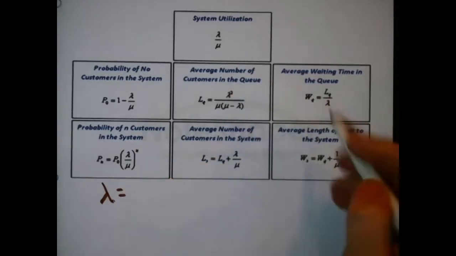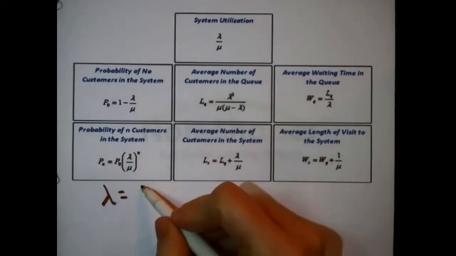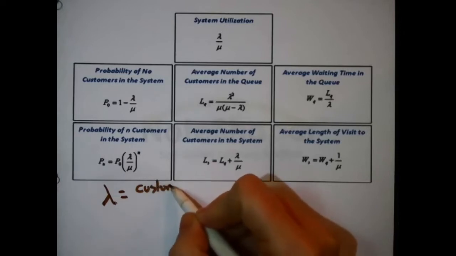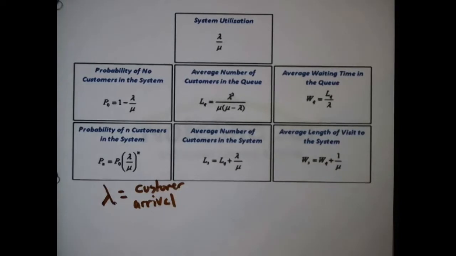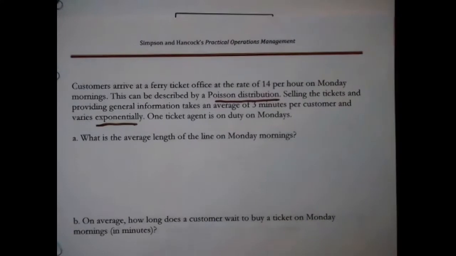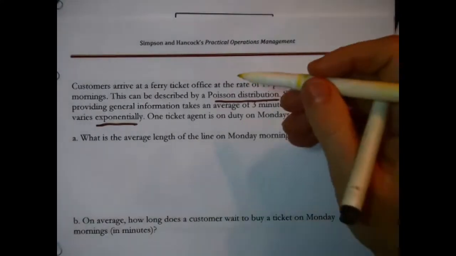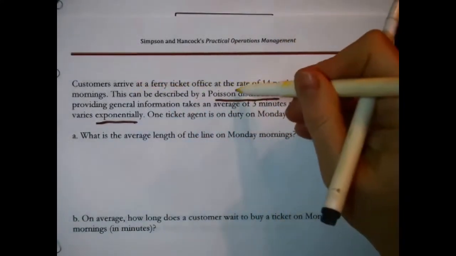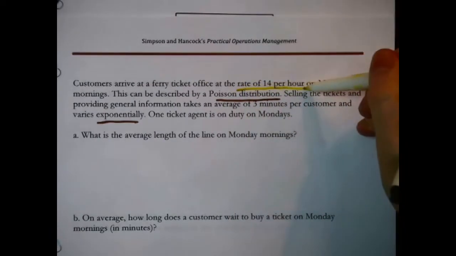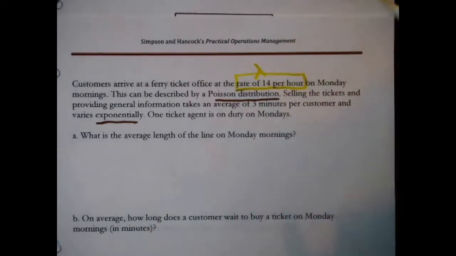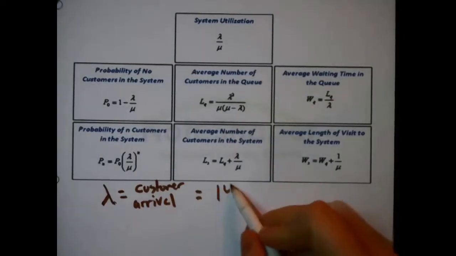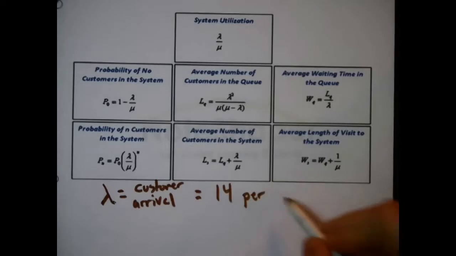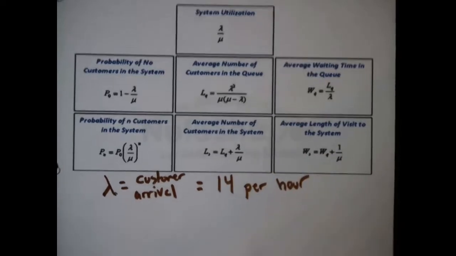We need to find lambda because you see it everywhere. Lambda is the mean of the customer arrival distribution. And I think we were quoted lambda actually. Let's take a look again at a number I skipped over. It says customers arrive at the ferry ticket office at a rate of 14 per hour. Perfect. That's lambda in our case. So I'm writing that here because that will be handy.